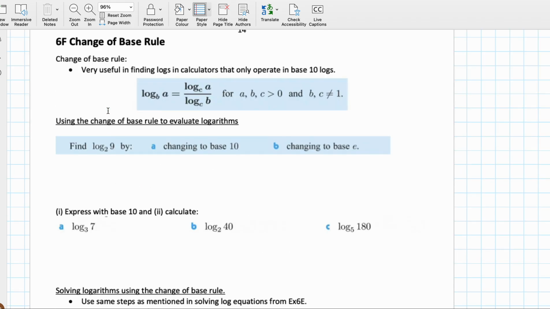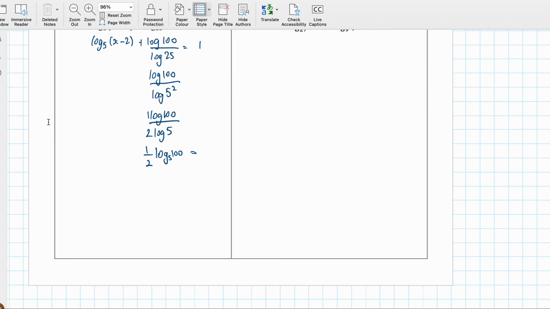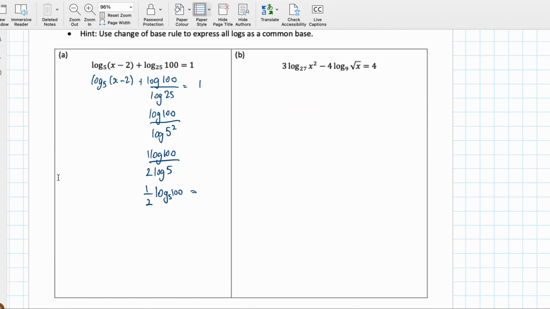Remember the first step of solving equations? We had to write all terms in log form with the same base. We've just used the changing base rule to do that. So let's bring everything else down now. We finally can actually start working with those.